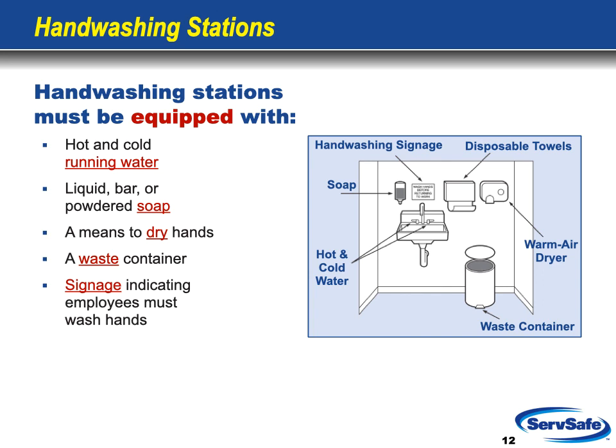Most local codes require establishments to supply disposable paper towels for hand washing. Air dryers and continuous towels may be allowed, but both can be sources of contamination. Waste containers are required if disposable paper towels are provided, and hand washing stations must have a sign indicating that employees are required to wash hands before returning to work. The sign should reflect all languages used in the establishment.